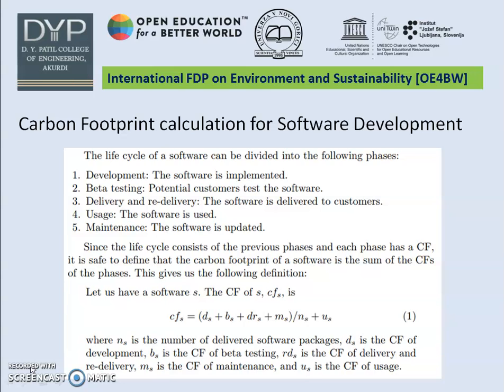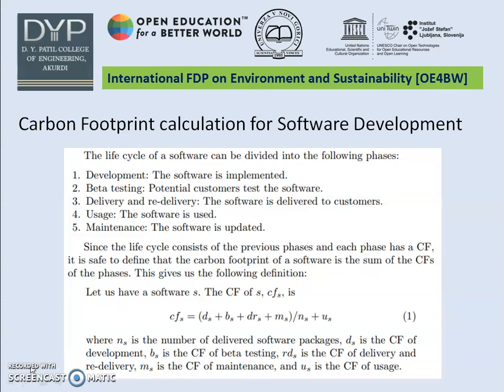It uses CPU cycles that create a carbon footprint. It may request services from peripherals that create CF again. All this can be calculated during the software life cycle. The life cycle of software can be divided into the following phases. First one is the development, in which the software is implemented. Second one is the beta testing. It is nothing but the potential customers tasting the software.